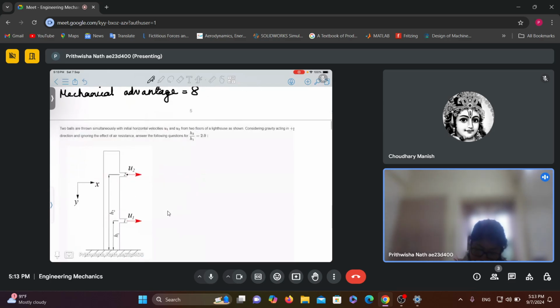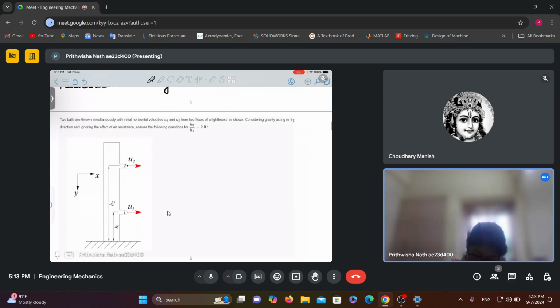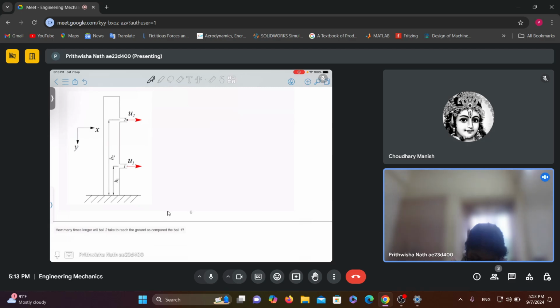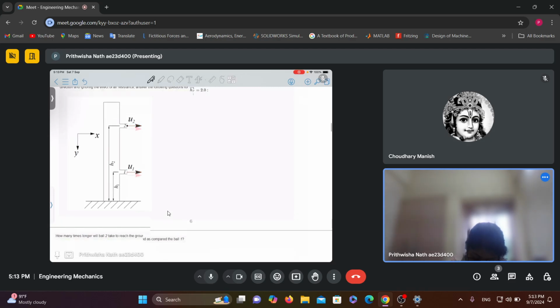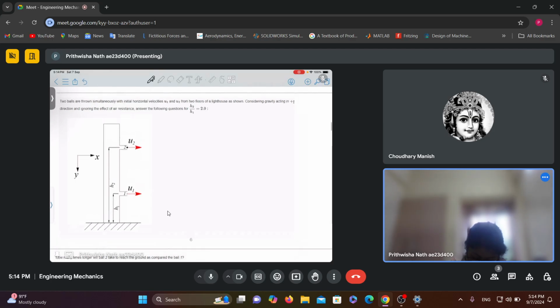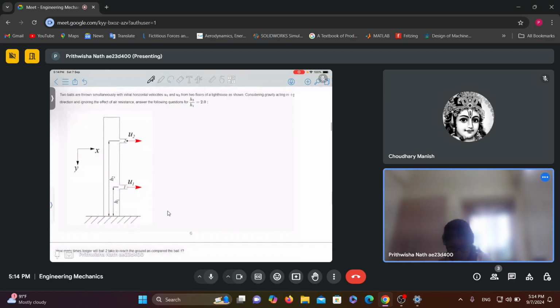So moving on to the next problem. Two balls are thrown simultaneously with initial horizontal velocities u1 and u2 from two floors of a lighthouse as shown. Considering gravity acting in the plus y direction and ignoring the effect of air resistance, answer the following questions for h2 by h1 equals 2. How many times longer will ball 2 take to reach the ground as compared to ball 1? Can you try solving this problem?